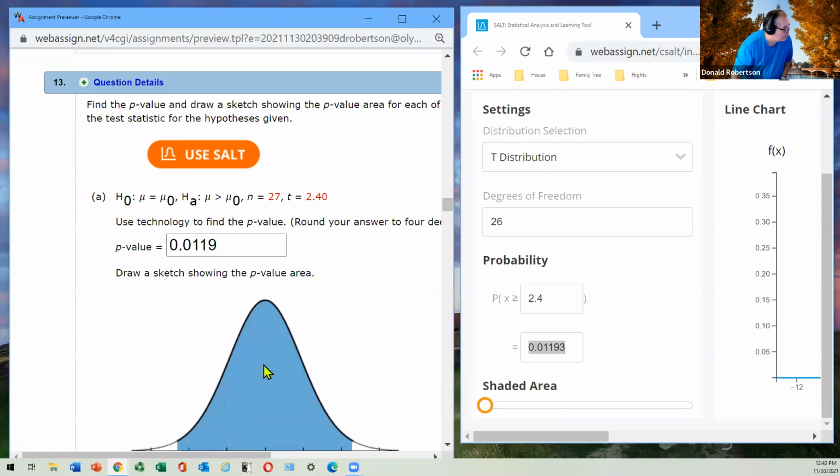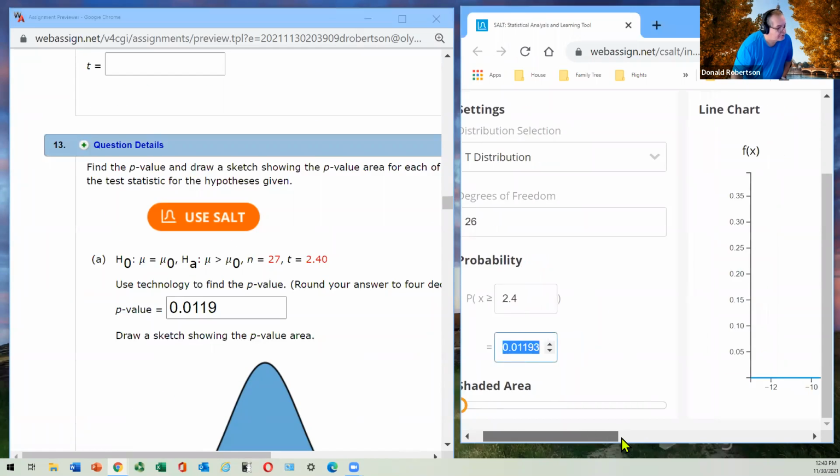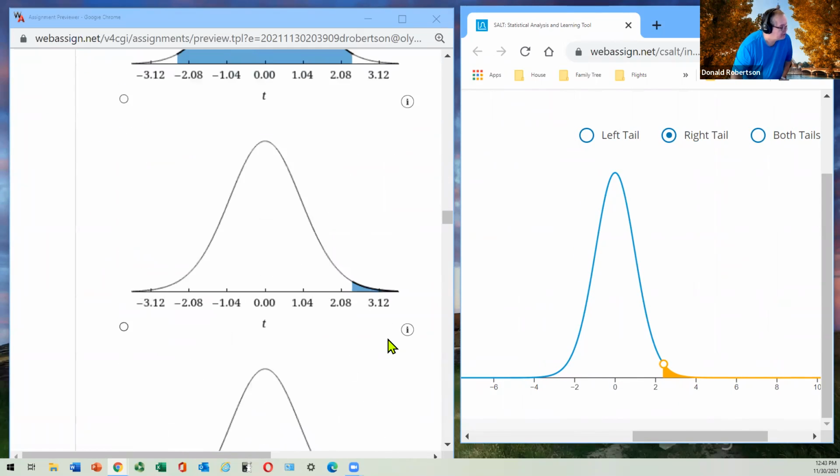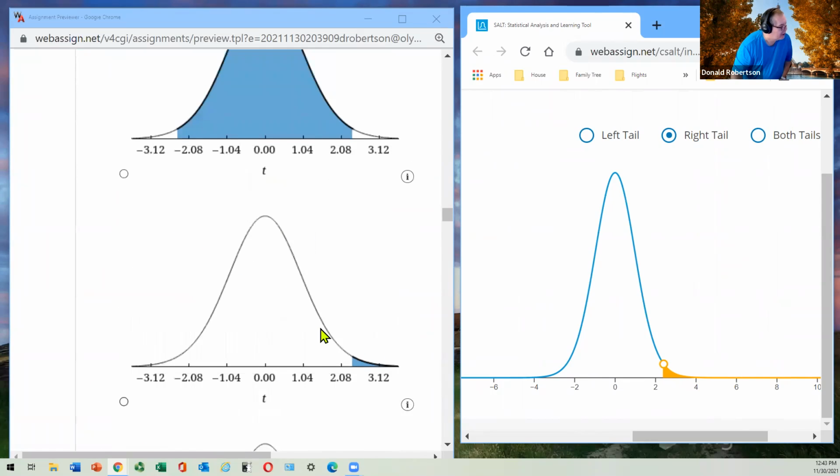Now it says, draw a sketch of what that looks like. So if you look at this one, can you see it's basically a bump with the right-hand side shaded? And the one that has a bump with the right-hand side shaded is this one. Are you comfortable that that picture and that are essentially the same?